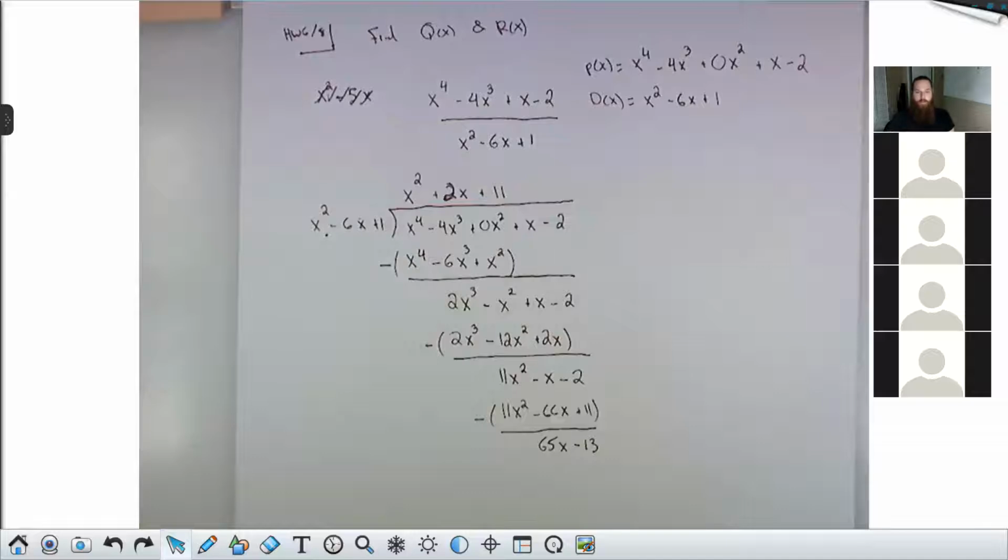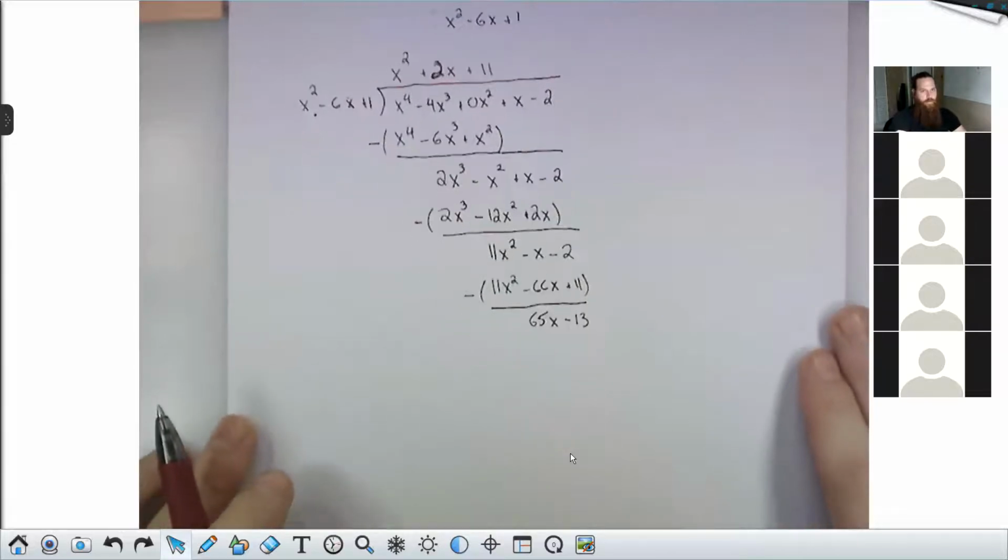And now I'm done, because the degree of the thing here is less than the degree of the thing here. So there is no polynomial term I could multiply x squared by in order to turn it into 65x. That's what tells me I'm done.